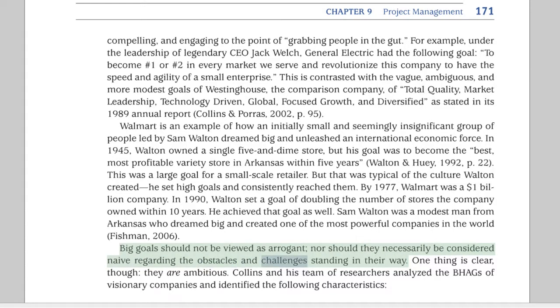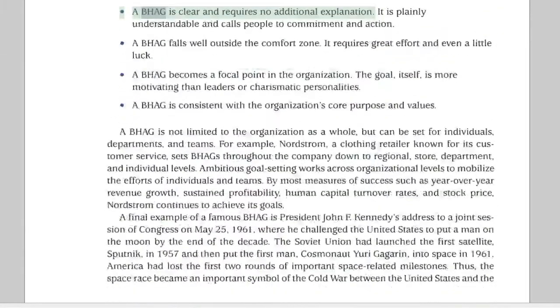Big goals should not be viewed as arrogant, nor should they necessarily be considered naive regarding the obstacles and challenges standing in their way. One thing is clear, though: they are ambitious. Collins and his team of researchers analyzed the BHAGs of visionary companies, and identified the following characteristics. A BHAG is clear and requires no additional explanation. It is plainly understandable and calls people to commitment and action.